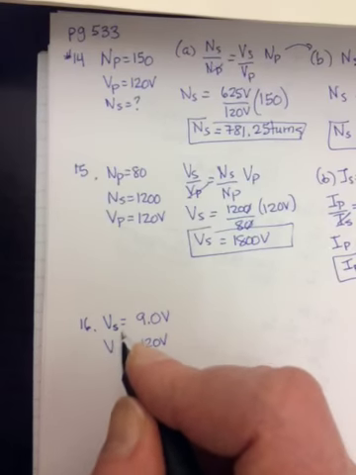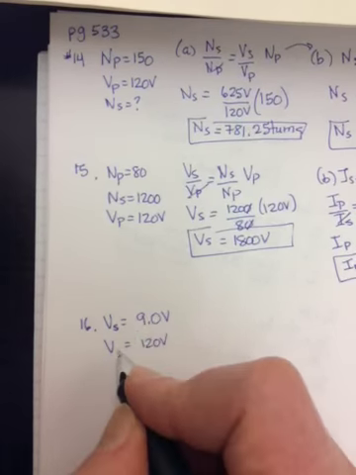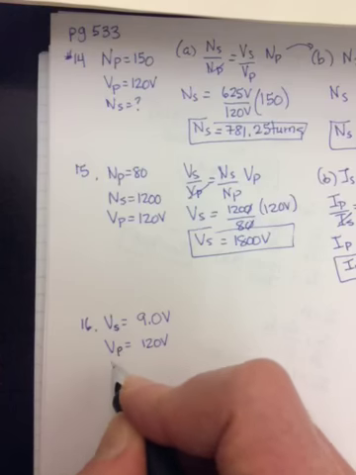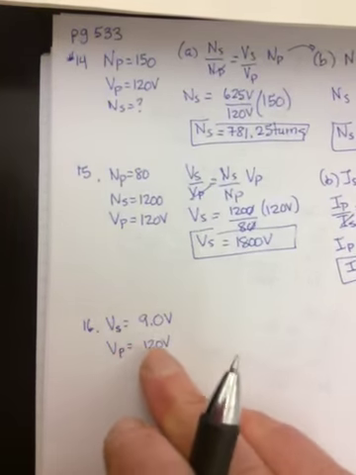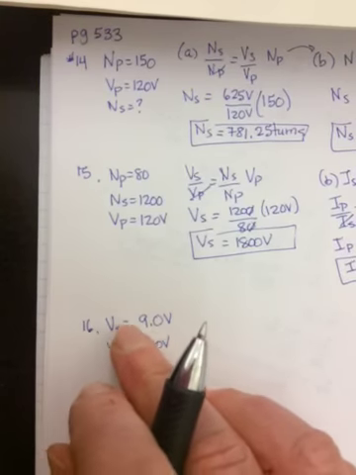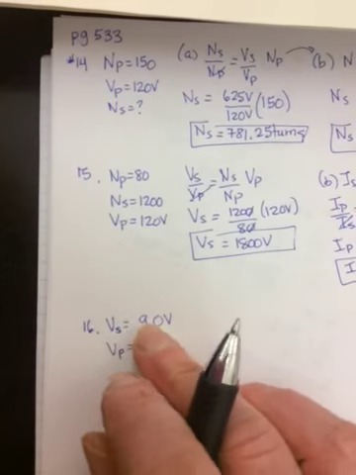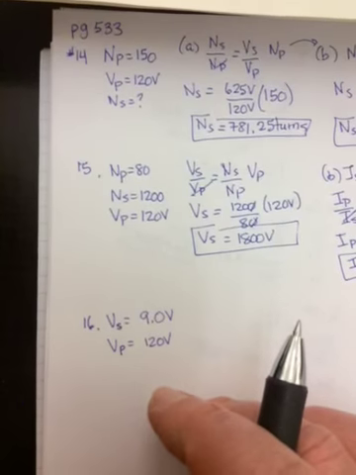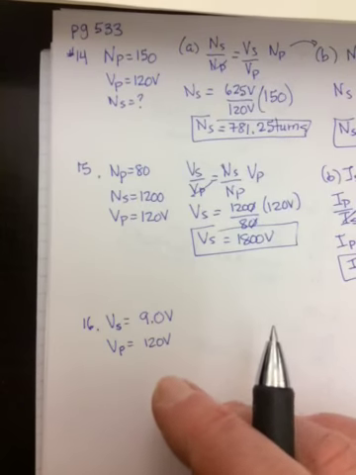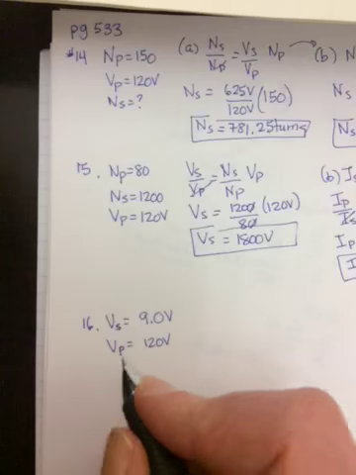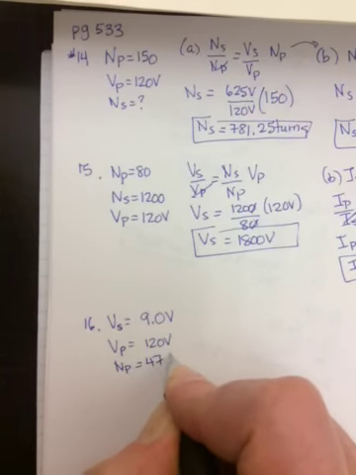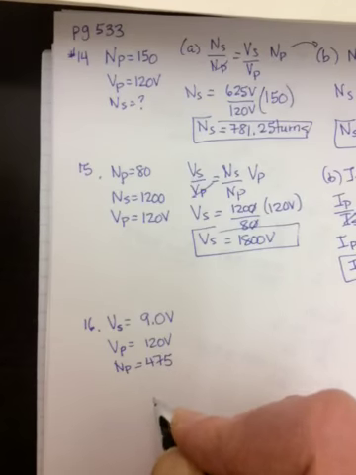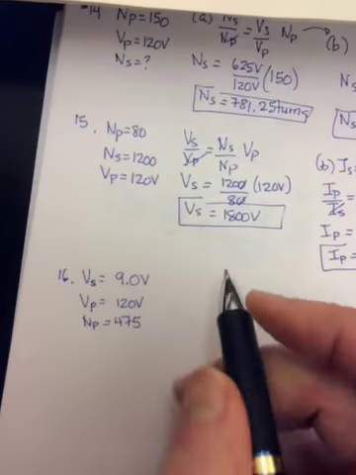And then it says it's from a 120 volt line. So the 120 volt line is the primary. It's what's coming into the transformer, and then coming out of the transformer has to be 9 volts that you can use. If the primary of the transformer has 475 turns, so 475 turns, how many does the secondary have?